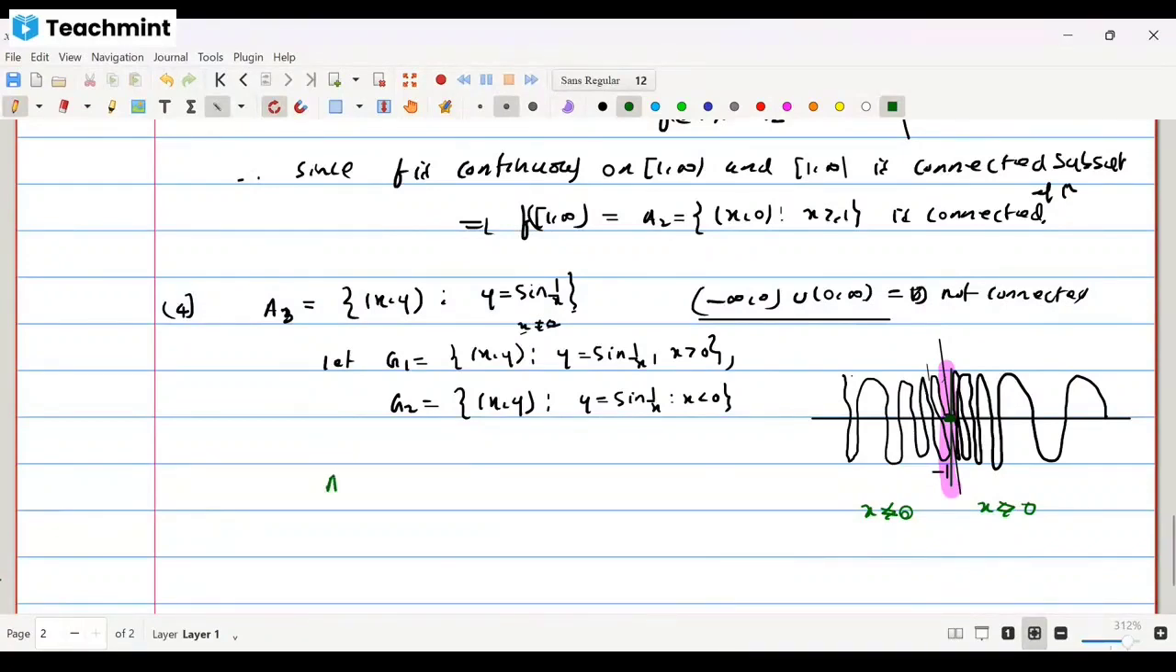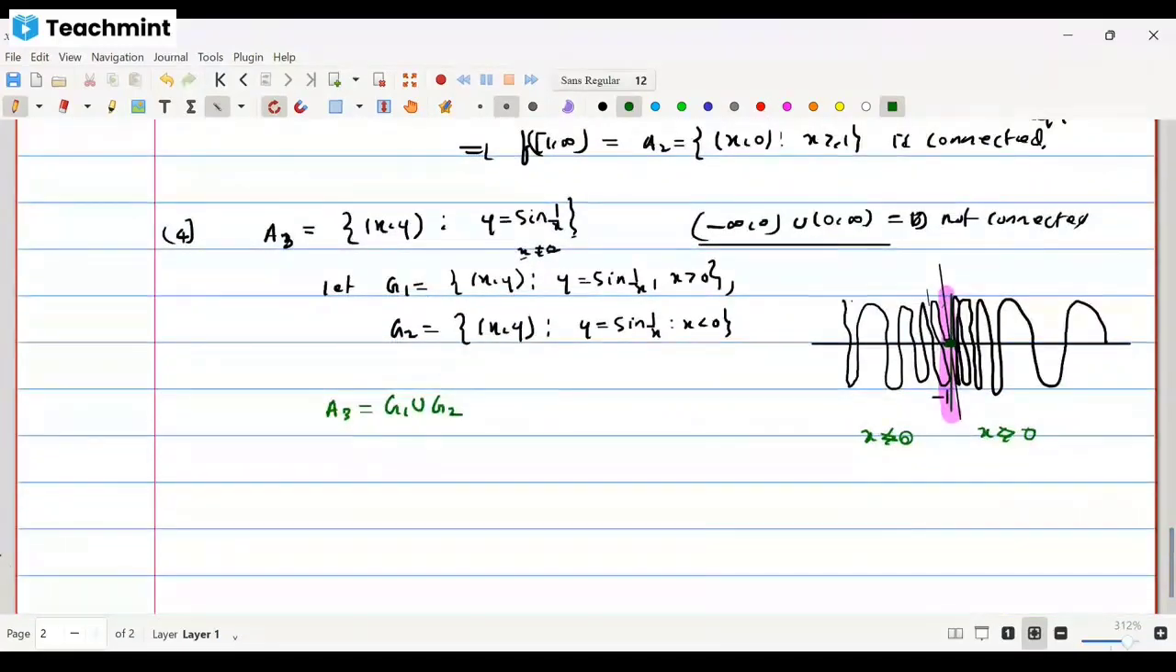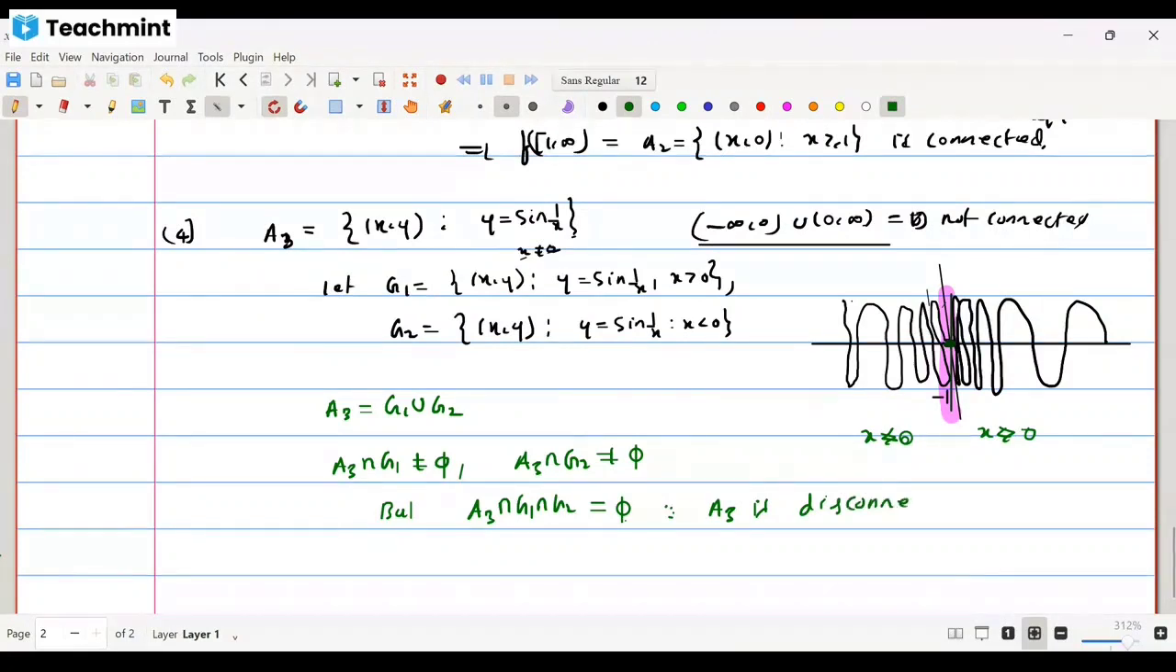Therefore A3 can be written as A3 is equal to G1 union G2, right? And also we know that A3 intersection G1, which is equal to G1, is a non-empty set, right? And similarly A3 intersection G2, which is also non-empty, since A3 intersection G2 is nothing but G2, which is a non-empty set. And also A3 intersection G1 intersection G2 is equal to empty. So by definition of disconnectedness, the set A3 is disconnected. A3 is disconnected, right? Is it okay?